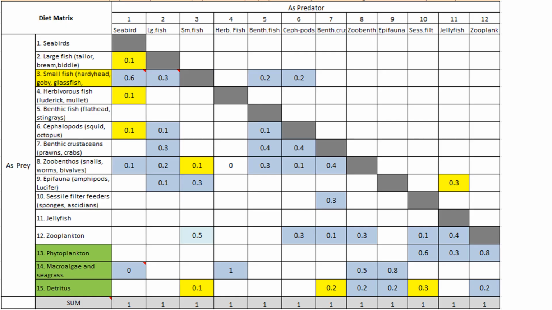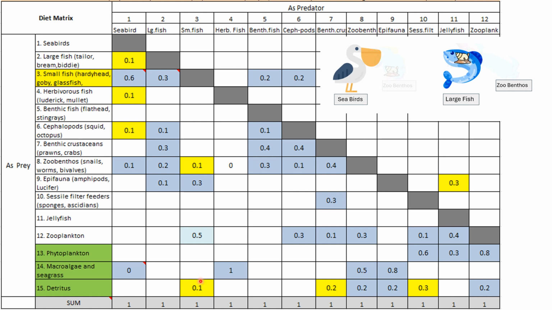The relationships between different groups are shown using this diet matrix. This matrix was based on observations and logical assumptions, such as herbivorous fish eating mostly macroalgae and seagrass, as well as analyzing the gut content of things like small fish, where we found that they mostly ate zooplankton. From this matrix, we can see that 60% of the seabird's diet is small fish, and that zooplankton is prey to the most groups. We can also see that seabirds and large fish eat the most amount of different groups.